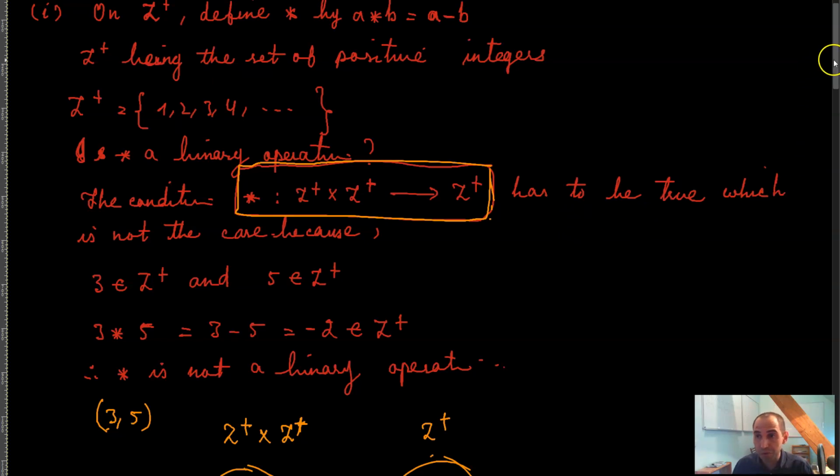Now question number two, part two of this question, we have, okay, so question number two is that on Z plus, you want to define star by A star B is equal to A times B, right?